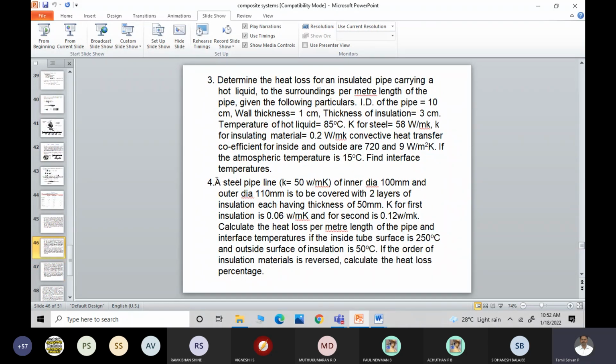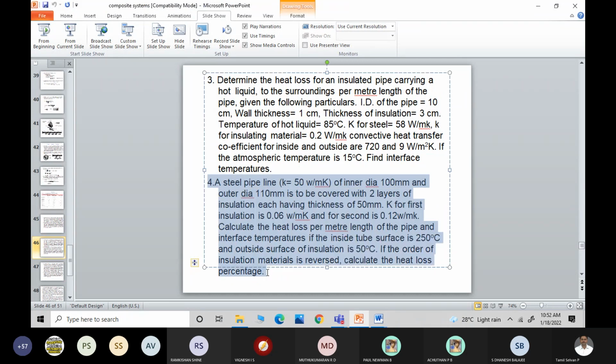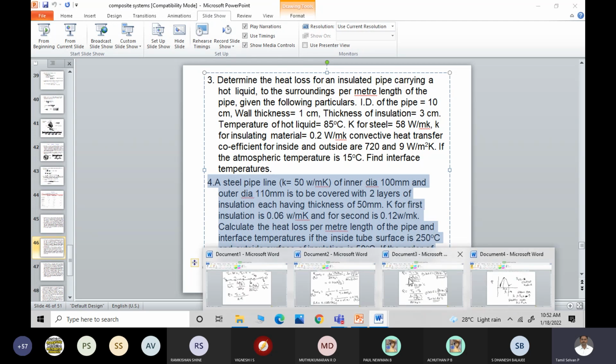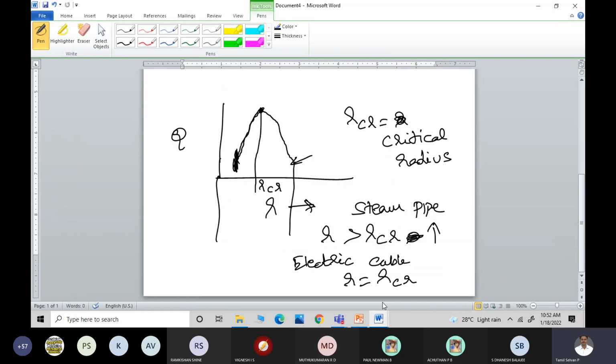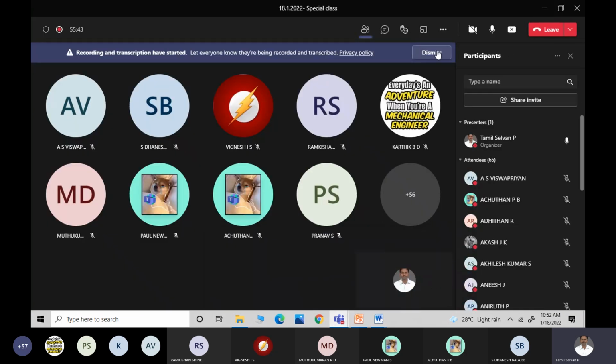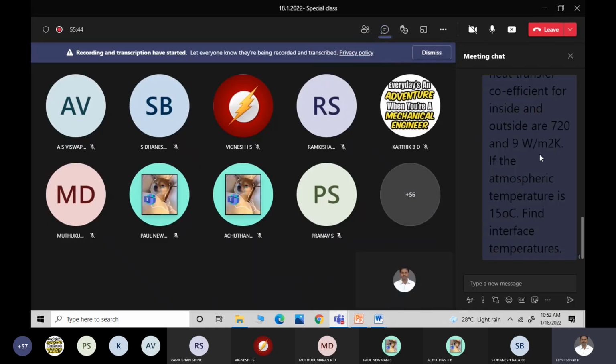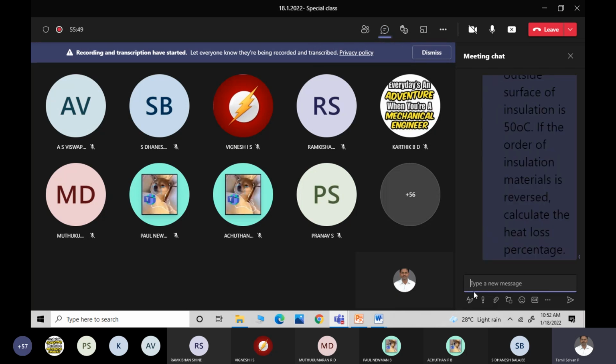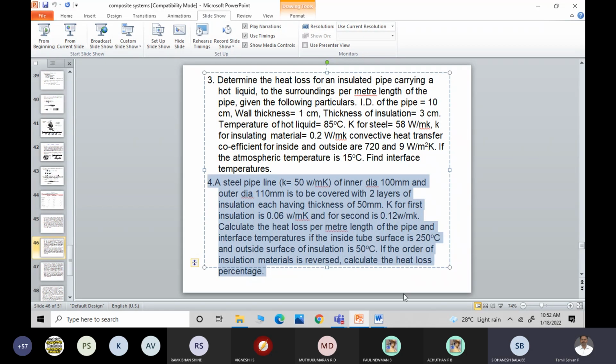You try this. Again, it is not about the critical radius of insulation. It is again a composite cylinder problem, just like problem number 3. Let me paste it here, because I don't have the time; if I try to solve it, it will take another 20 minutes. Shall I solve this now? Or, yes, can you try?